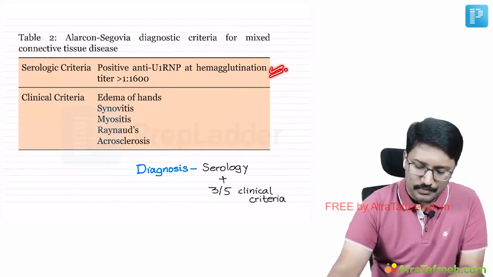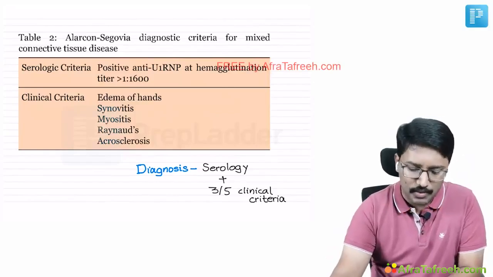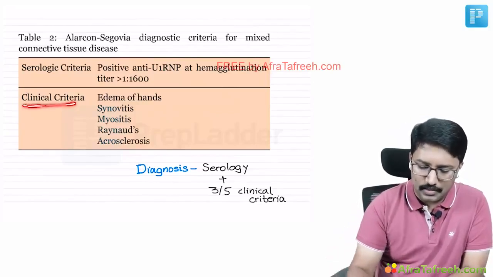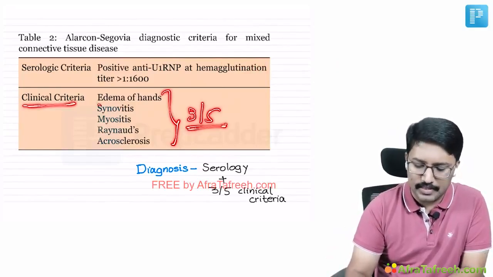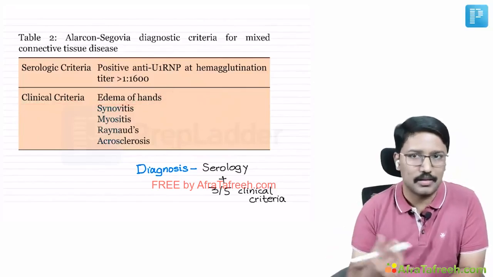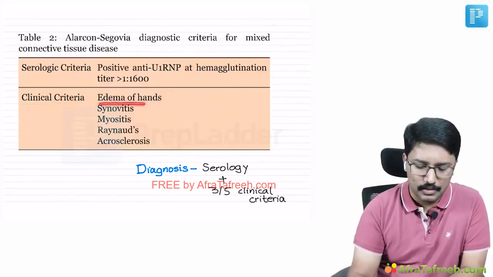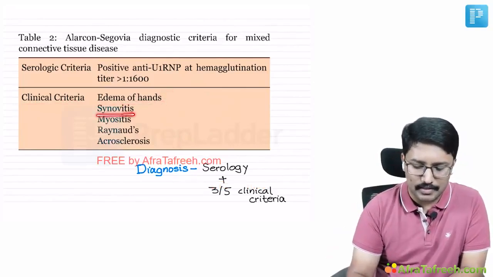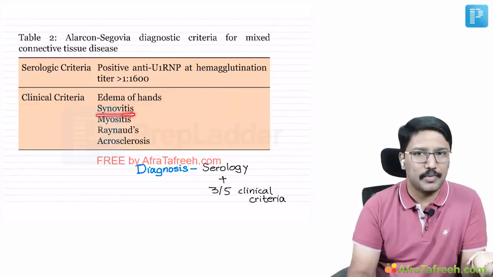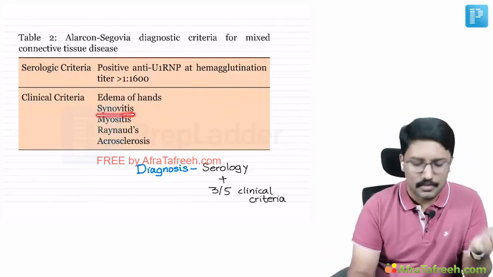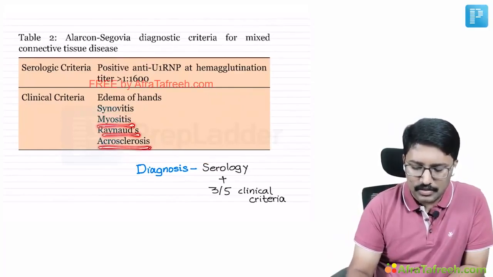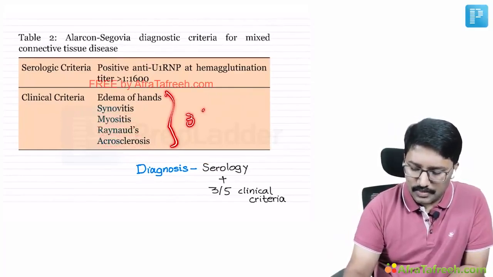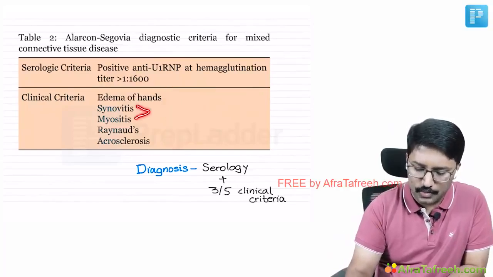Okay, so this should be positive, and in presence of anti-U1 RNP antibodies, the patient should satisfy 3 out of these 5 clinical criteria. So what are these? One is edema of the hand. We were discussing it when we discussed the cutaneous manifestations, right? Edema of the hand. Then synovitis. Synovitis is the second most common clinical manifestation after Raynaud's phenomenon, right? Okay. Then myositis, Raynaud's phenomenon and acrosclerosis. So 3 out of these 5 should be present, and among these 3, one should be from either synovitis or myositis.